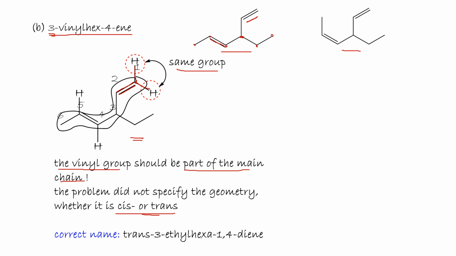Forget about it. Okay. Now 1, 2, 3, 4. On number 4, we have this group, H and H. Two identical groups, opposite to one another. So it's trans. So we can say that this is trans.